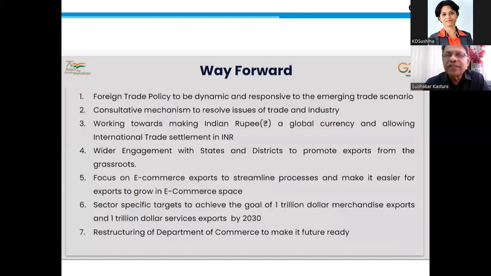Consultative mechanism to resolve issues of trade and industry, whether it is under Chapter 8 or under the ODOP scheme. We have to monitor this very carefully. Working towards making the Indian rupee a global currency and allowing international trade settlement in INR. This would be possible in times to come. RBI has already issued instructions for this in July 2022. Depending on the countries and our trade relationship with them, can we shift focus from dollar to rupee currency?